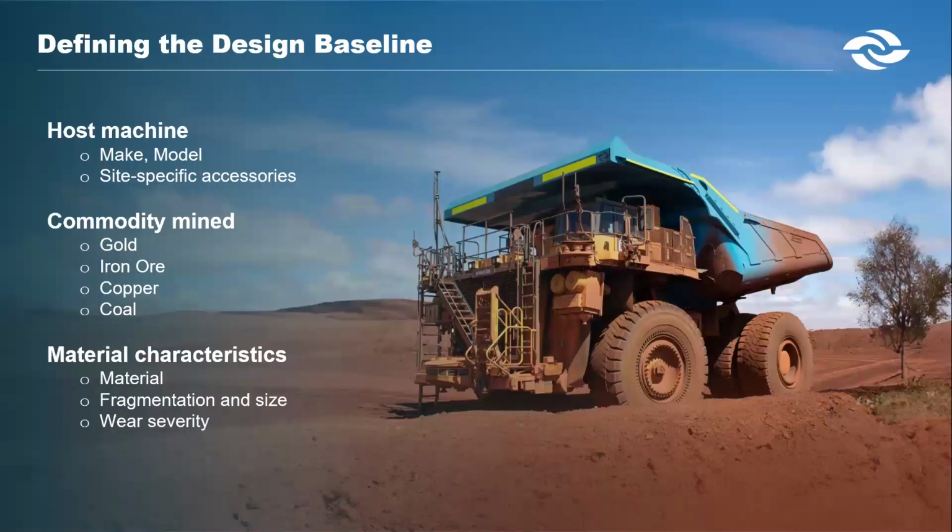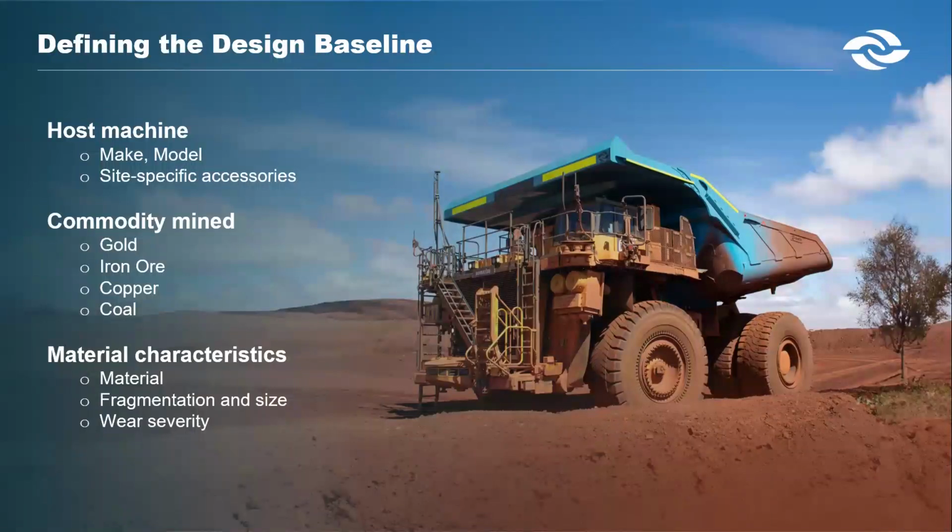Once we know these priorities, the next logical step is to define the design baseline, to create the DNA of the tray that everything else builds upon. Defining the design baseline is like creating a blueprint for the tray's life. It's not just engineering data. It is the context in which the tray will exist.